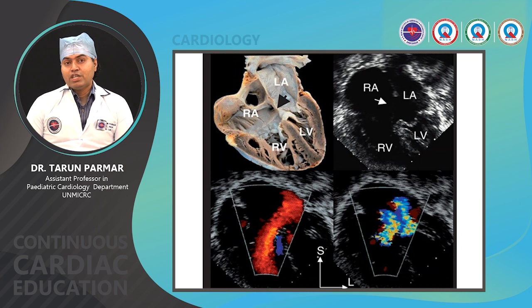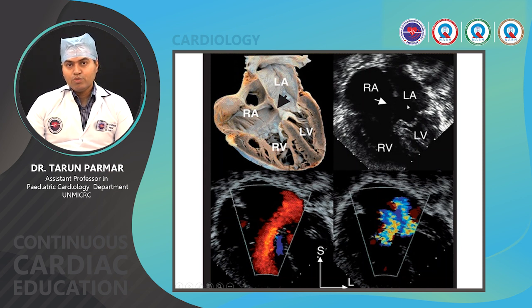The top left image is showing a morphological specimen of the partial AVSD. You can see the RA and RV are dilated. There is a large ostium primum ASD. RV is hypertrophic, and the internal cardiac crux is at the same level. Both leaflets are inserted at the crest of the interventricular septum at the same level.